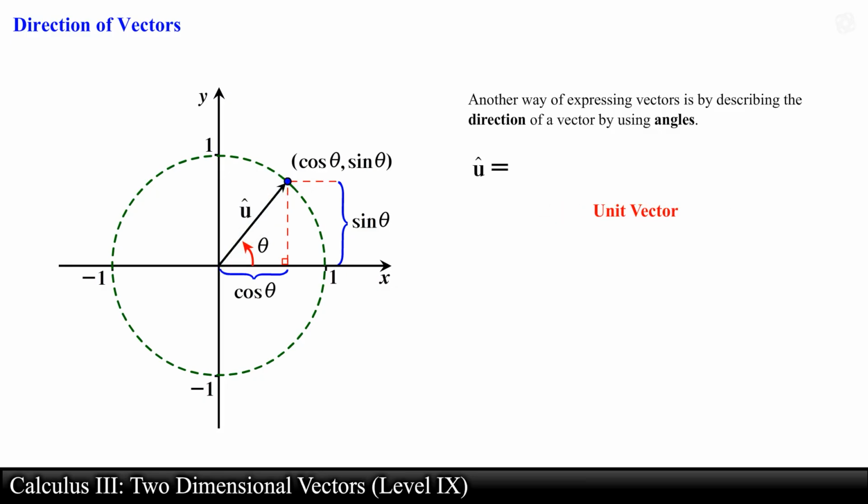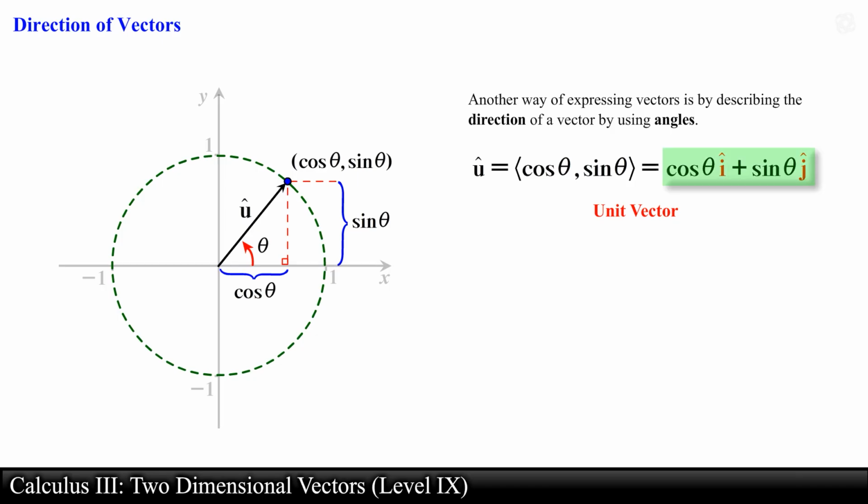If u hat is a unit vector and theta is the angle measured counterclockwise from the positive x-axis to u hat, then the terminal point of u hat lies on the unit circle. The components of this unit vector will equal cosine of theta i hat plus sine of theta j hat. This is another way of denoting a unit vector whose direction is expressed in terms of an angle.